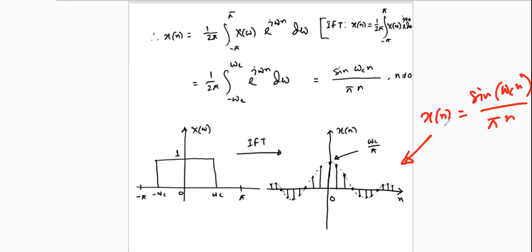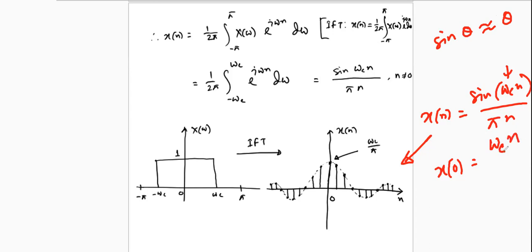If I put n equals 0, that means x[0]. If you put 0, you get a 0 in the denominator, and in the numerator sin(0 × ω_c) is also 0. 0 by 0 is undefined. That is why, based on L'Hopital's rule, we can find that if theta is very small, then sine theta is equivalent to theta. Since n is equal to 0 or very close to 0, this theta is very small.